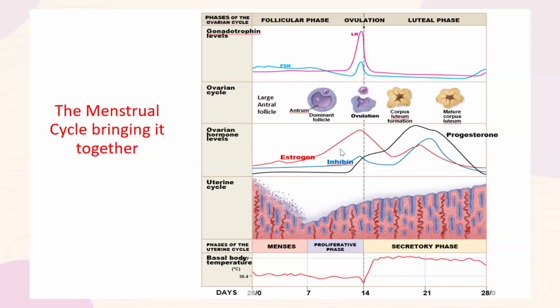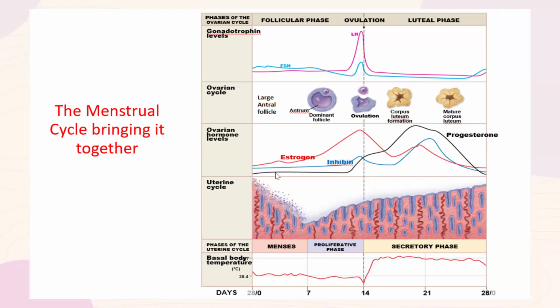occur. Looking at the ovarian hormone levels, estrogen would gradually increase. Why is that? Because when the follicle is maturing, it's releasing more and more estrogen. And that is why you would see a rapid increase all the way up until ovulation. And then once ovulation occurs, the levels would kind of taper off.